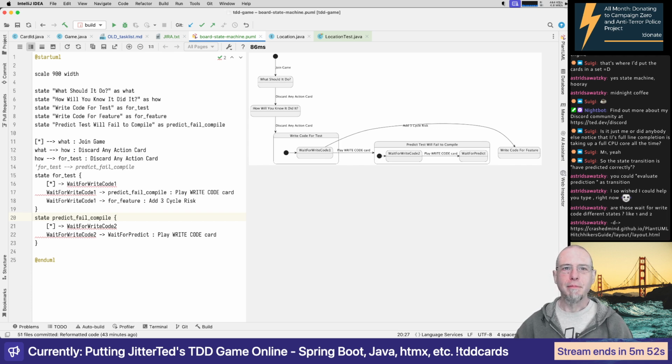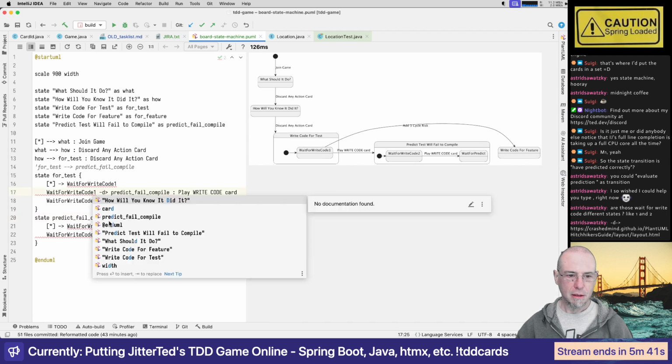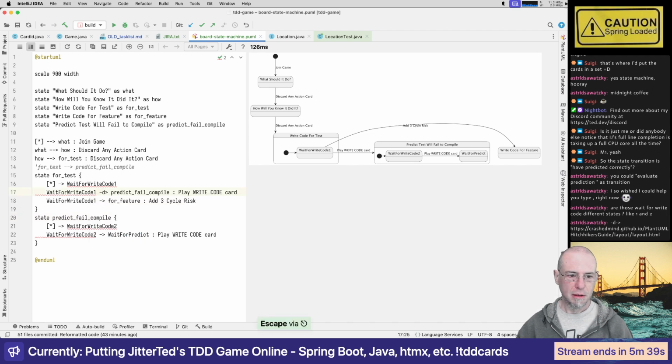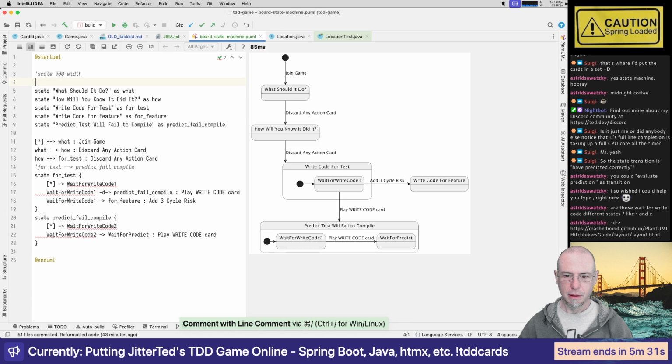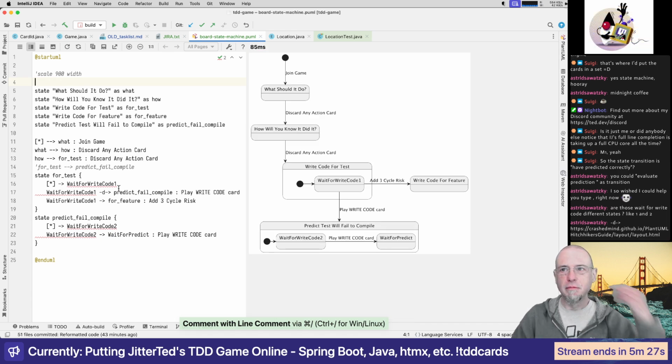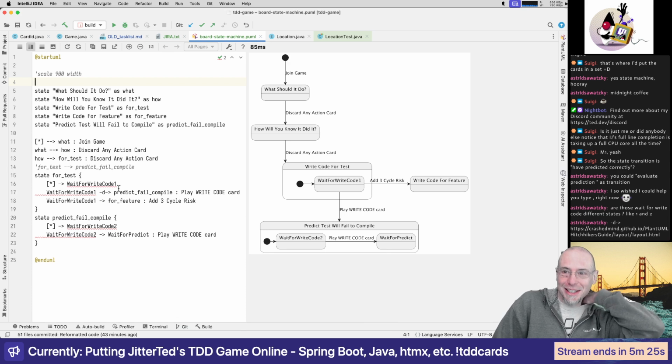Remember there being a top, bottom, left, right? Let's take a look. Oh, the down thing. So let's try that. Playwright code card. See? Do I need another dash? There we go. Thank you. Again, it's like I totally forgot that existed.